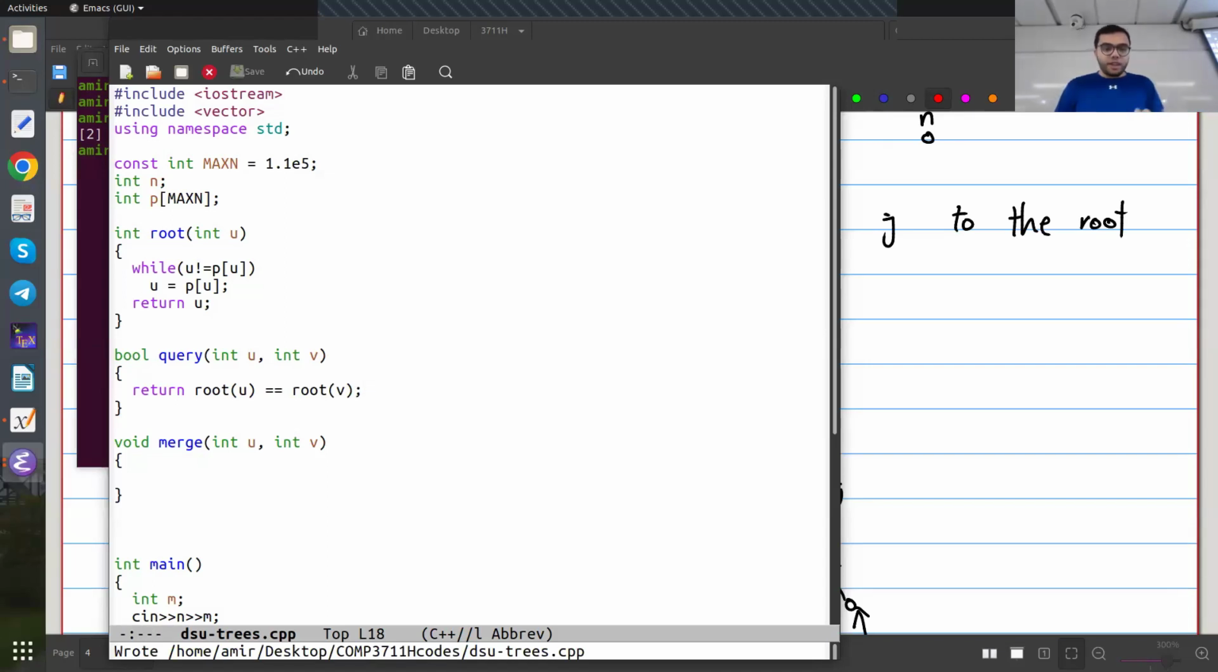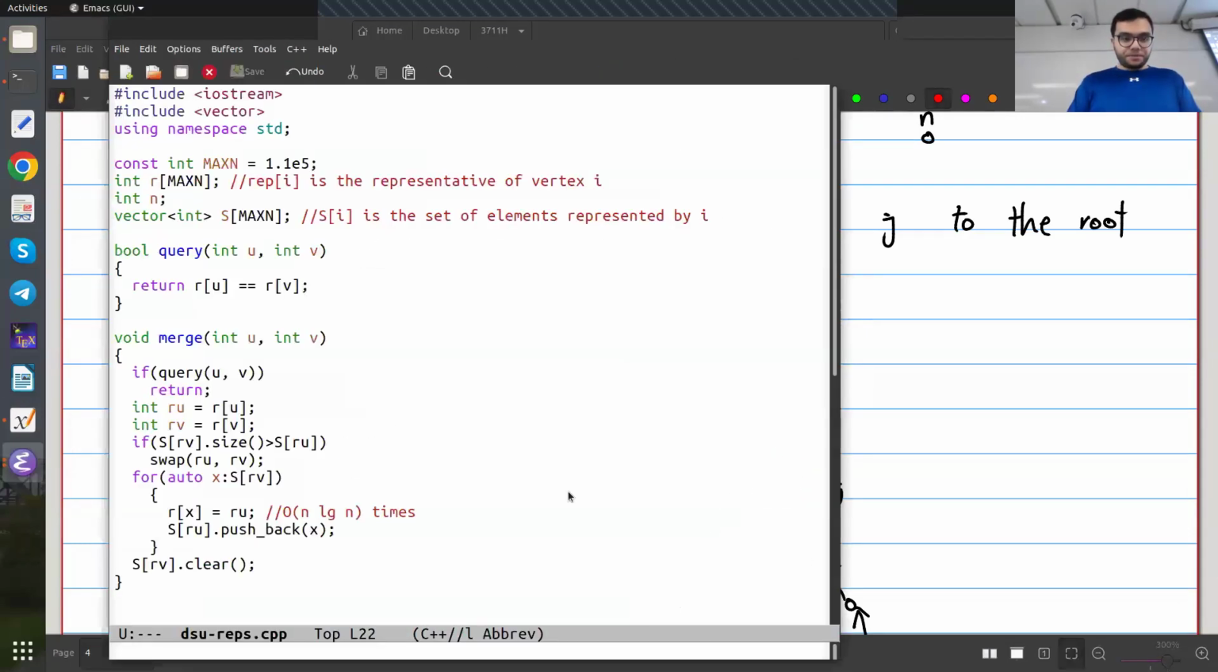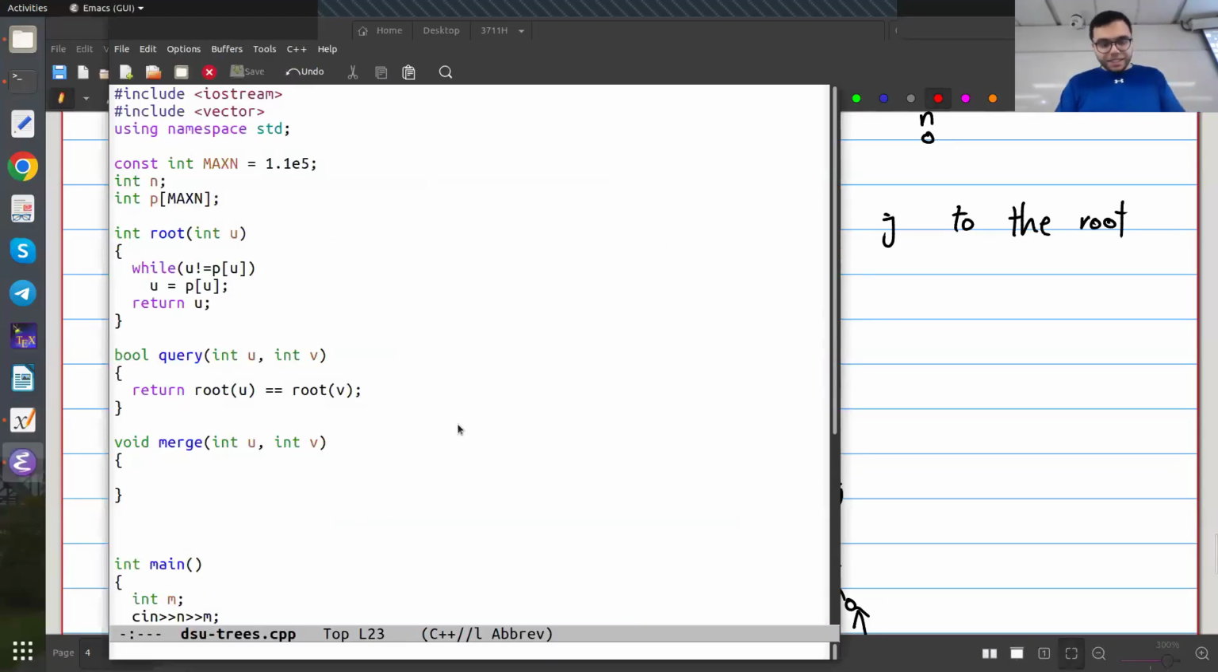Okay, and when I want to merge, as I said before, I just take the two roots and I make one of them the child of the other one. Okay, now we can also write this one in one line of code. So I can do this. I can say the parent of root of U becomes root of V.